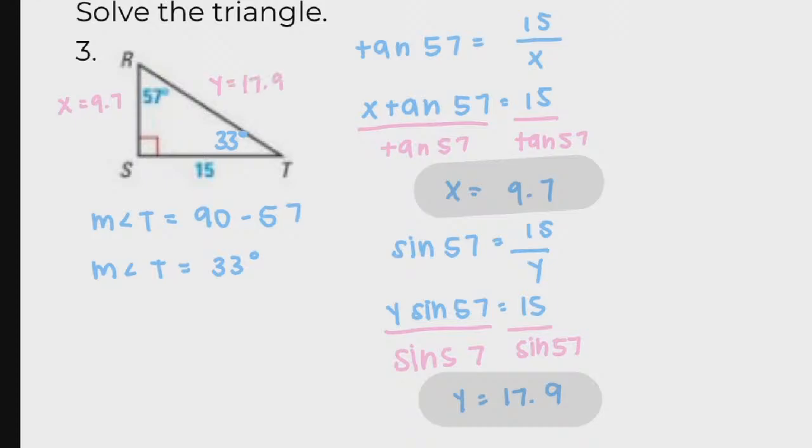And a way to check is that your hypotenuse should always be the longest side. So if you got 14.9 or something, that would be wrong because we were given that this is 15, so it has to be bigger than 15.